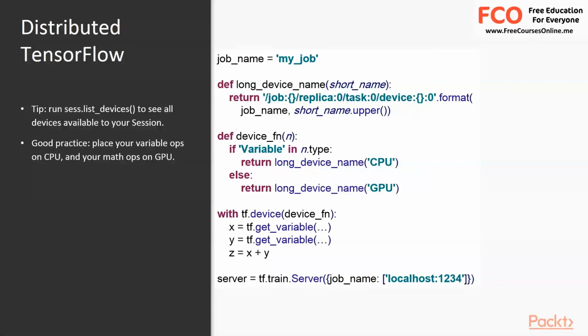Also, in addition to the good practice of placing variable ops on CPU and math ops on GPU, another good practice is to place preprocessing, aka your input pipeline or your input function, on the CPU as well. This is automatically done by TensorFlow estimators. Their default behavior is to place everything inside your input function on the CPU in order to free up the GPU's resources to focus on training.